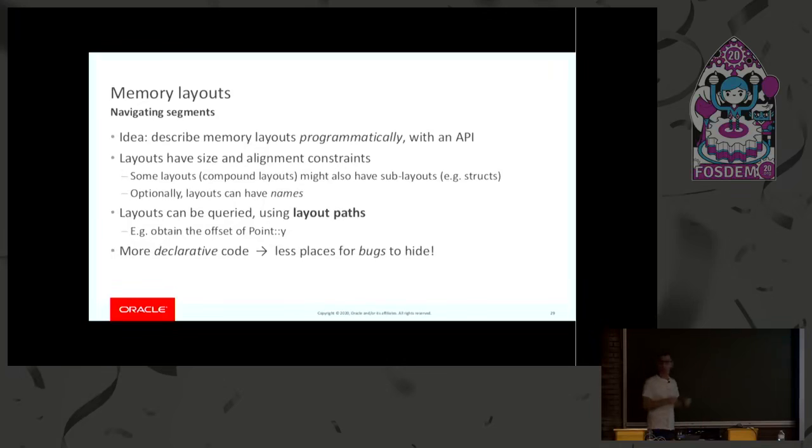So for example, how big is your layout? What is the alignment of some of the components in the layout? And since layouts can compose, so you can nest layouts inside other layouts, you can use layout paths to ask tricky questions such as what is the offset of the field y inside a point, which would normally have been a handwritten constant, and now you can actually ask the API for that. And you can imagine that when working with more complex structs, this will be useful. So the big bet here is that by having more declarative code, there will be fewer places for bugs to hide.